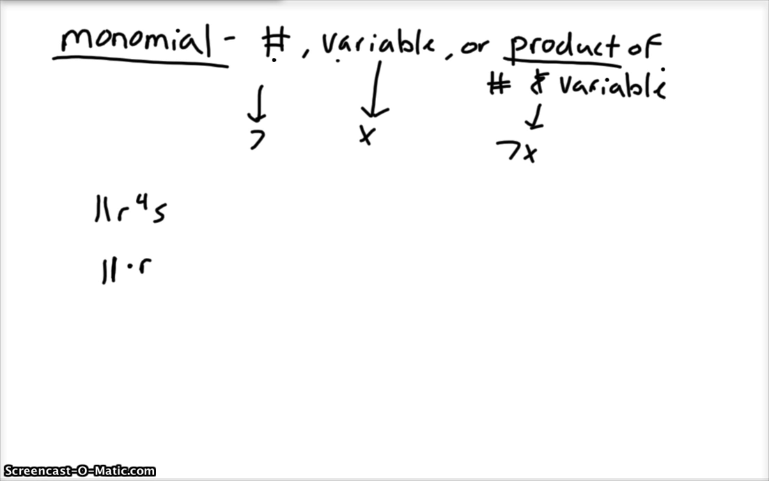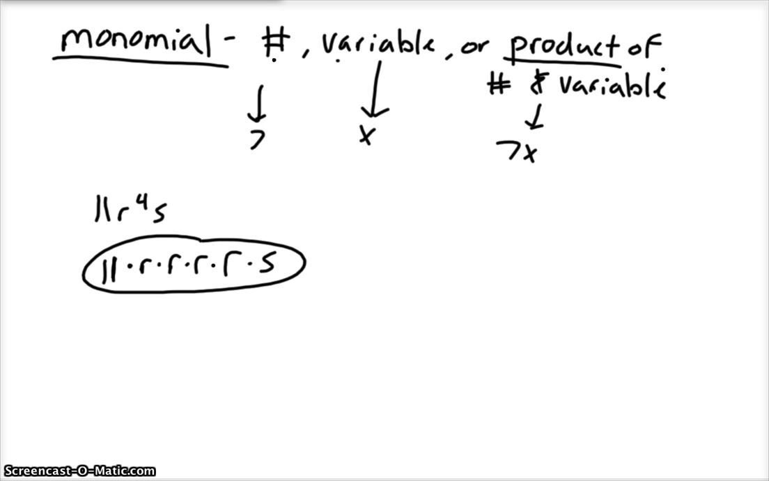What does our exponent tell us? Exponent says write it 3 times, and then we're left with s. And that is our final answer. We have broken it down to all of the factors. That's what it means to factor each monomial.